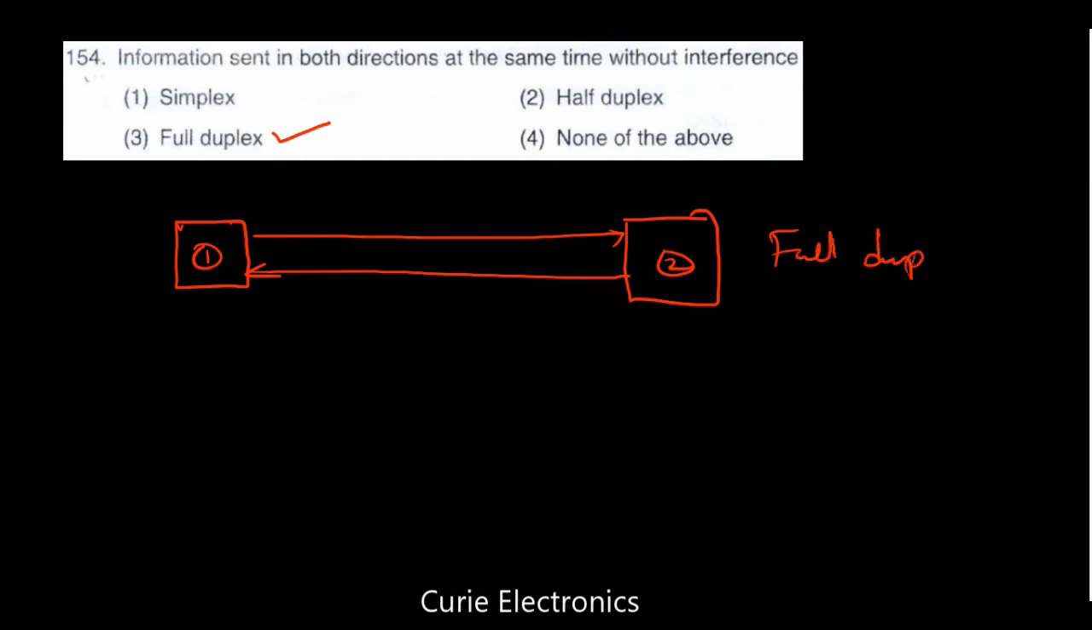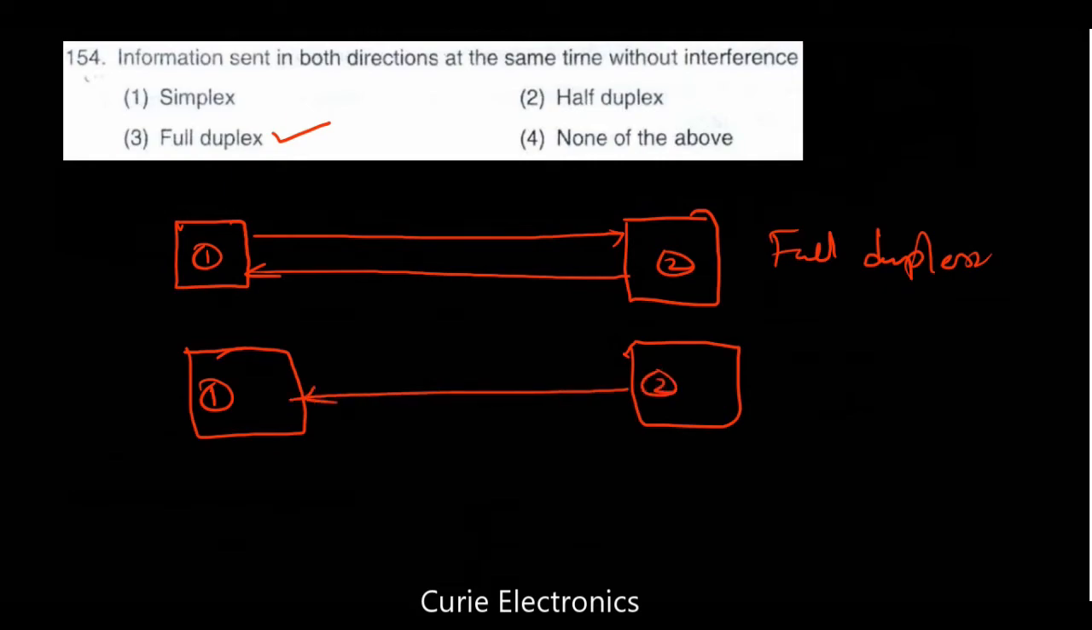Now, if the communication is between them and at a time only one person can communicate, only one person will talk and the other person will listen. And the next time, the other one will talk and the first will listen. That is half duplex. And not half duplex, simplex. Only simplex, it is simplex.